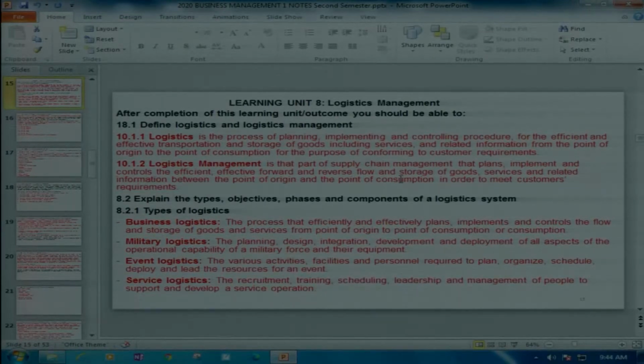Military logistics is the planning, design, integration, development, and deployment of all aspects of the operational capability of a military force and the equipment.